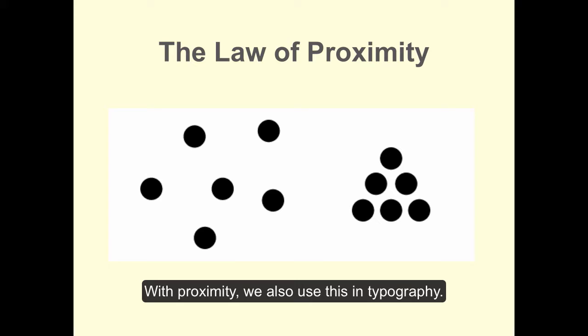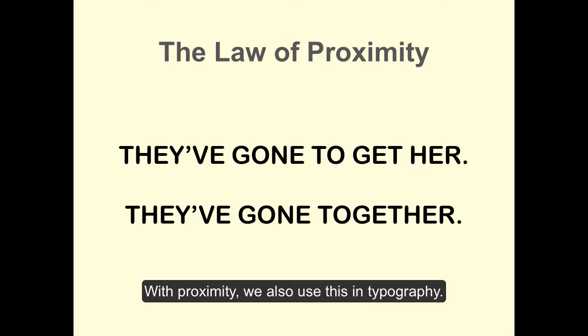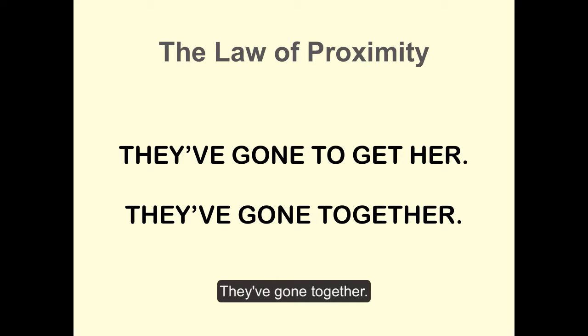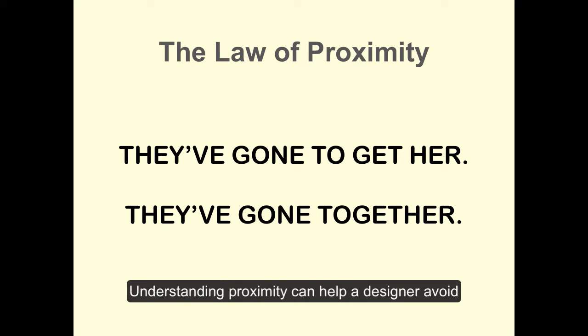With proximity, we also use this in typography, where the proximity of each letter to others determines the text, the word, and then the meaning associated. So in this first example, they've gone to get her. Proximity brings those last 3 words closer, and we have a whole other message saying they've gone together. Okay, so understanding proximity can help a designer avoid an unintentional association and miscommunication.